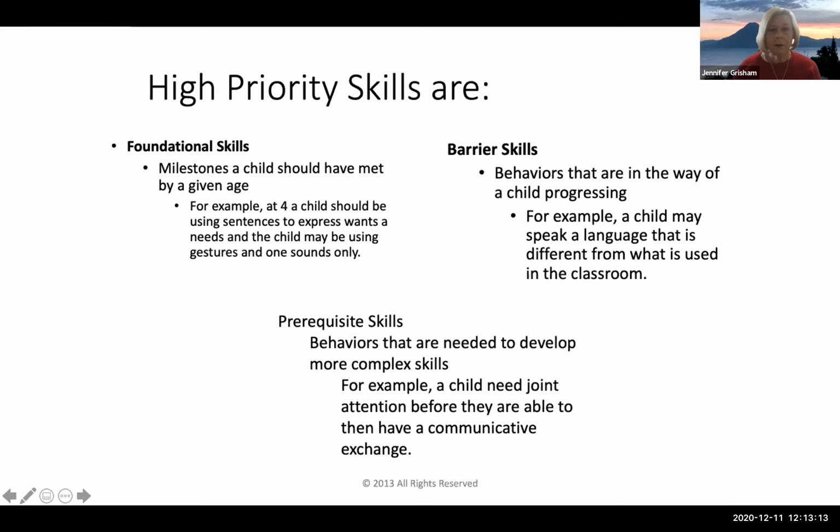I've just talked a little bit here about what priority skills are. They are foundational skills that a child needs, perhaps a milestone that a child has not met by a given age. A barrier to learning. So if the child is a non-English language learner, then that's going to be a barrier to the child's learning. If the child has severe challenging behavior, then that's the first thing that I'm going to work on. If the child is also missing a prerequisite skill, if the child cannot pay attention, if the child can't establish joint attention, I'm going to have to teach that prerequisite skill before I can teach anything else.